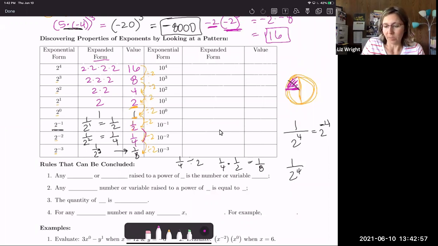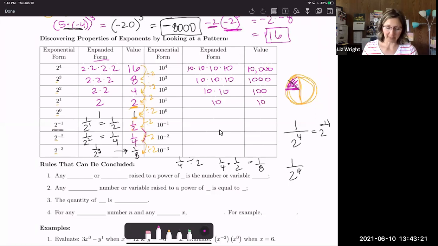All right, here we go. Expanded form, it's going to be 10 times 10 times 10 times 10, which is going to give us 10,000. Then we're going to get 10 times 10 times 10, which is going to give us 1,000. Then we're going to get 10 times 10, which is going to give us 100. Then we're going to get 10, which is going to give us 10.